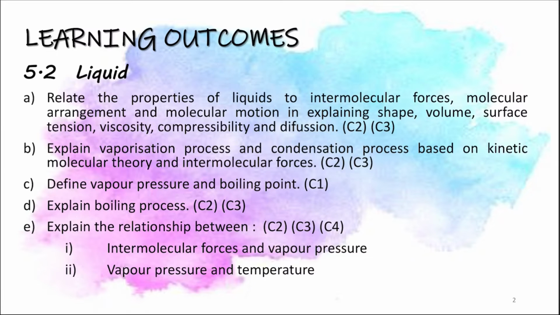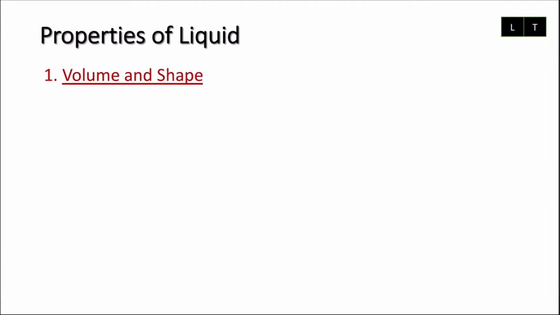Next one, we are going to learn about vaporization process, condensation process, and also boiling process. During the vaporization process, we are going to define what is vapor pressure and boiling point. And then the last part, we are going to explain the relationship between IMF and vapor pressure, and the second one is vapor pressure and temperature. Let's go with the first part, which is properties of liquid.